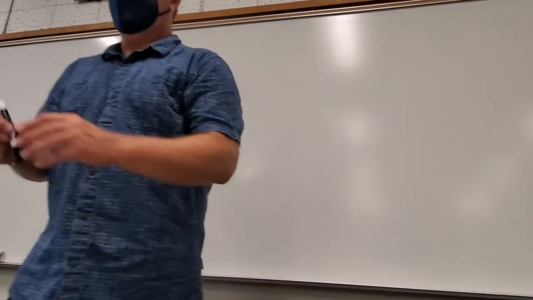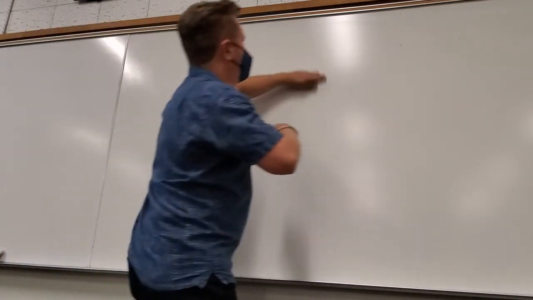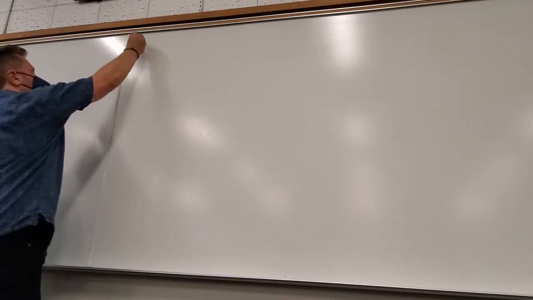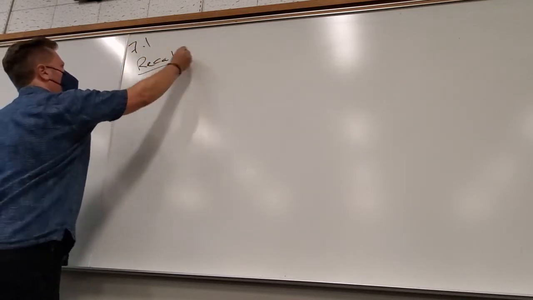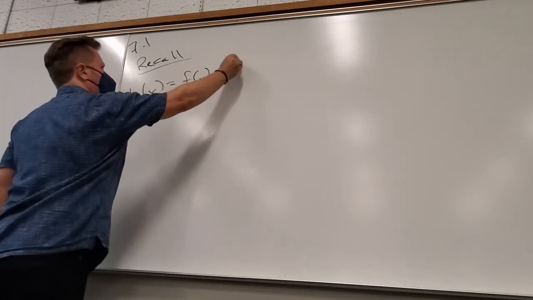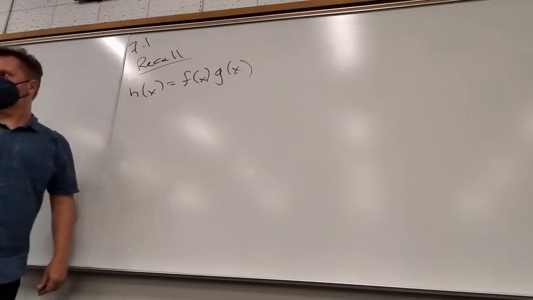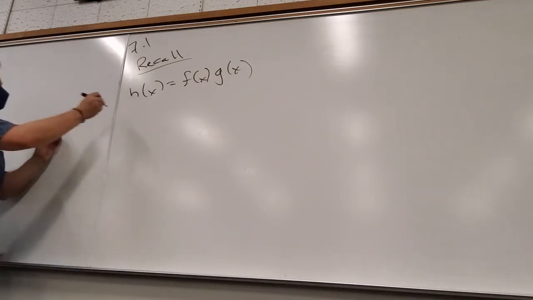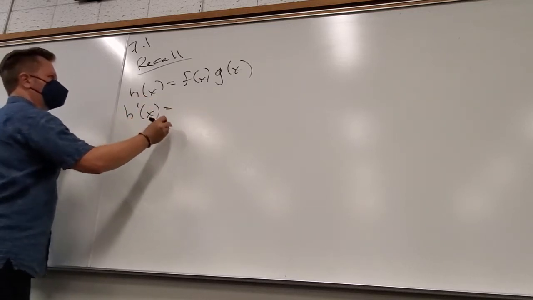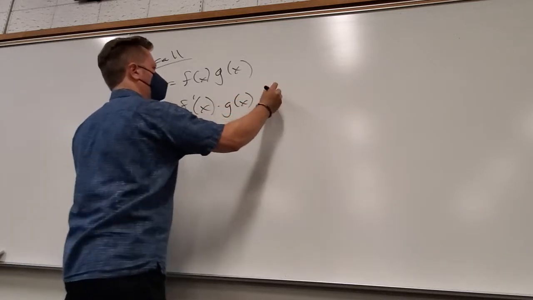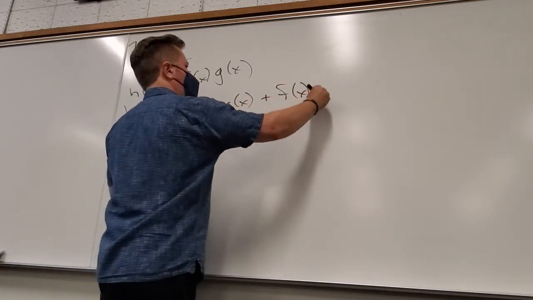Now, somebody remind me, what is the product rule? Somehow this applies to the very first thing we do in 7.1. If I have a function that is a product of two functions, then the derivative of that is going to be what? f of x times g prime plus f prime times g.